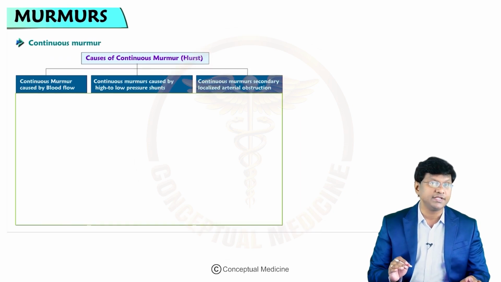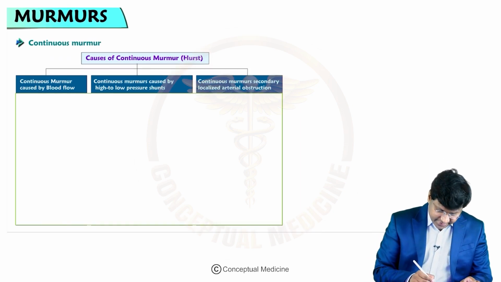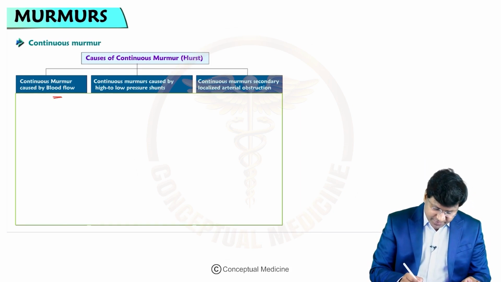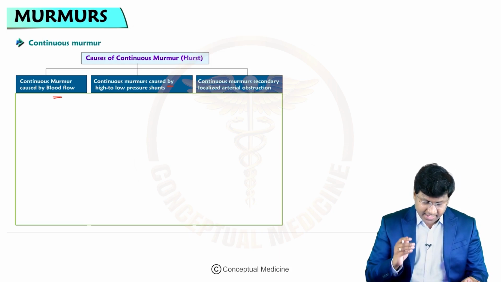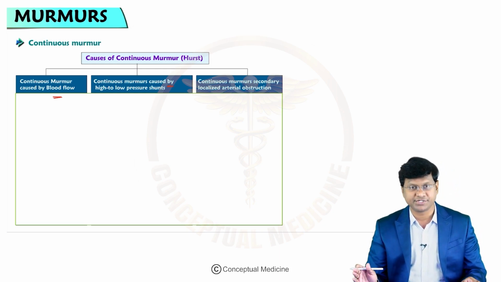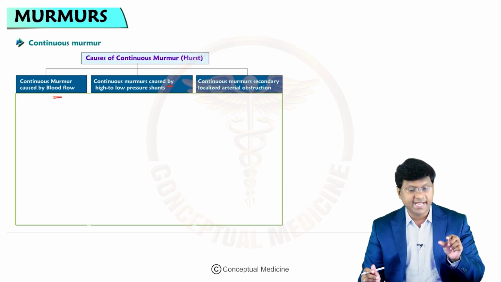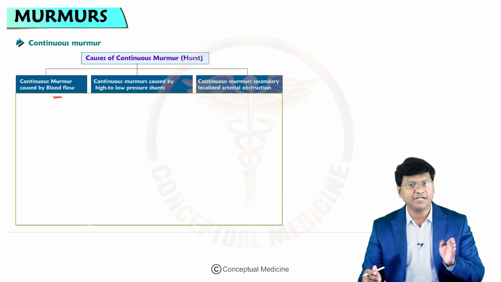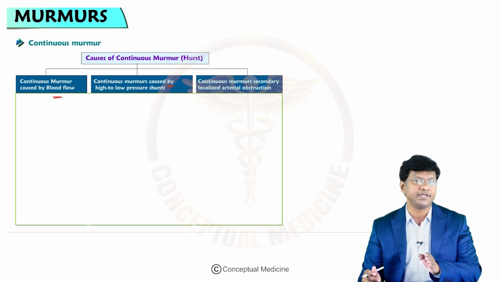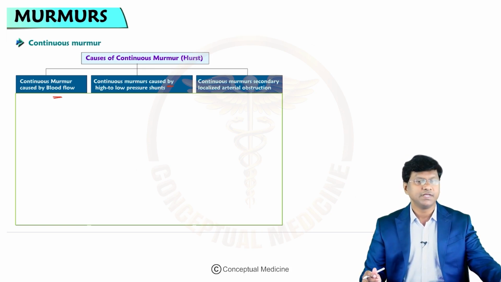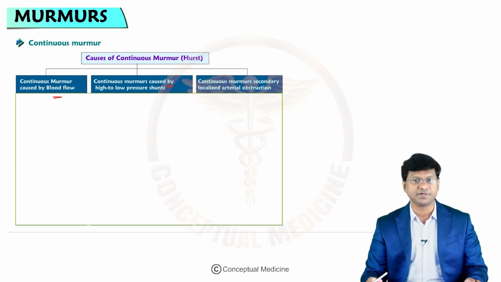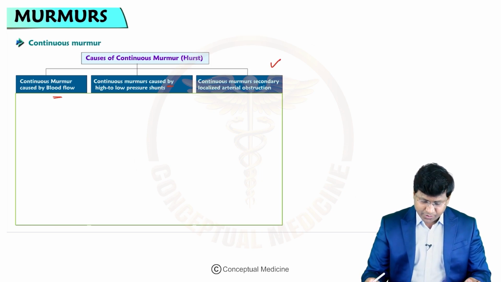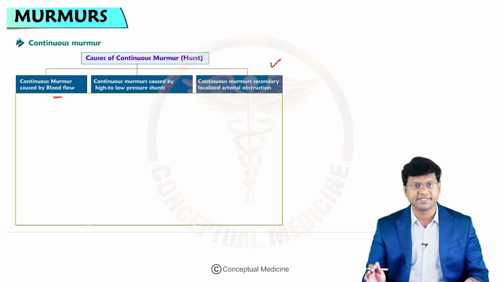Continuous murmurs are caused by increased flow, or by high to low pressure shunts. There is a shunt and there will be blood flow from a high pressure area to a low pressure area, and that blood flow will be continuous, and that is the reason why you will listen to that particular continuous murmur. And then continuous murmurs secondary to localized arterial obstruction, all that I will discuss.